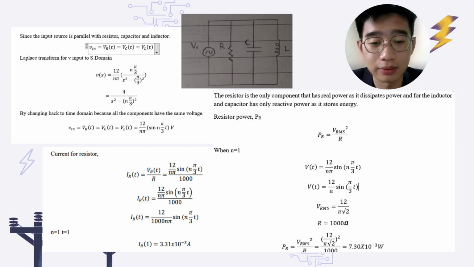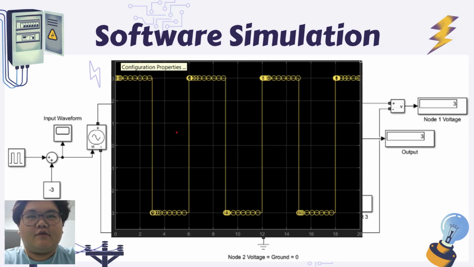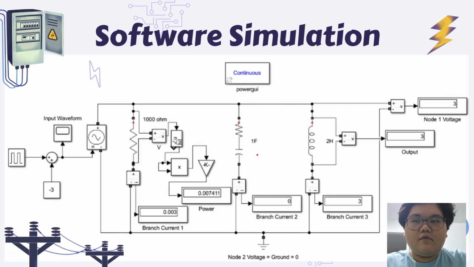Okay, thank you. So this is our software simulation, and at the left side we have the input part, and this is the waveform of our input voltage. After the input voltage, we have the resistor, then the capacitor, and then the inductor. Below the resistor is the ammeter. It shows the current of the branch, the middle one is for the capacitor current, and the right side is the current for the inductor.